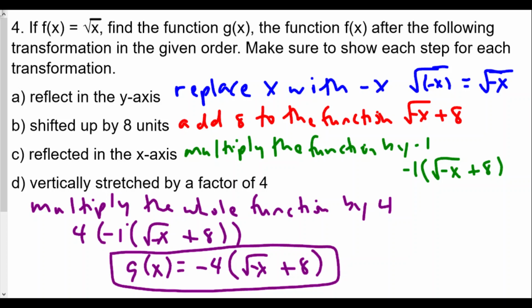You want to mention all the things you're doing. You want to mention what's being done here, and be specific about it. So if you say multiply by negative 1, say multiply the whole function by negative 1. If you say add 8, you say add 8 to the function. Multiply the whole function by 4. You want to say all these things here.